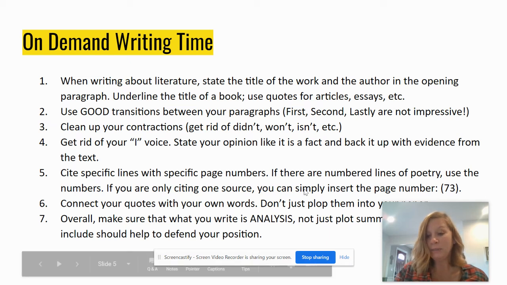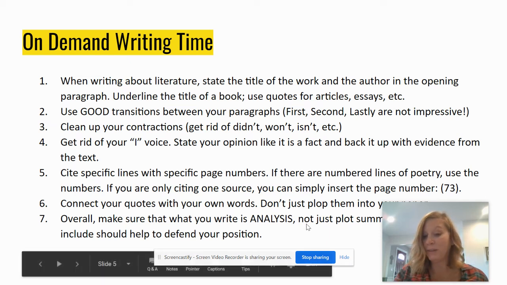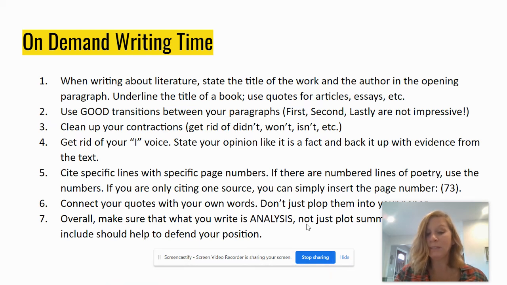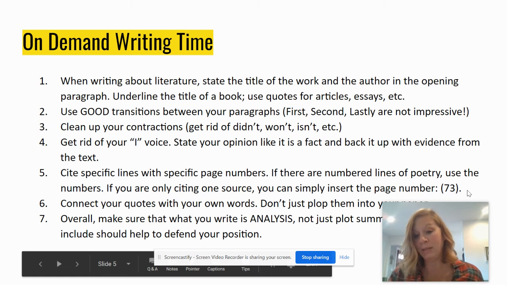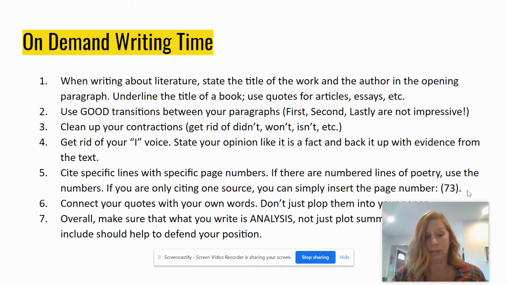When you're citing specific lines, cite specific page numbers. Okay, if you're doing poetry, you're going to use the line numbers, but if you're citing only one source, all you need to do is put in the page number. For example, a 73 after what you wrote. You don't have to put the author's last name in there if you're only citing one source.